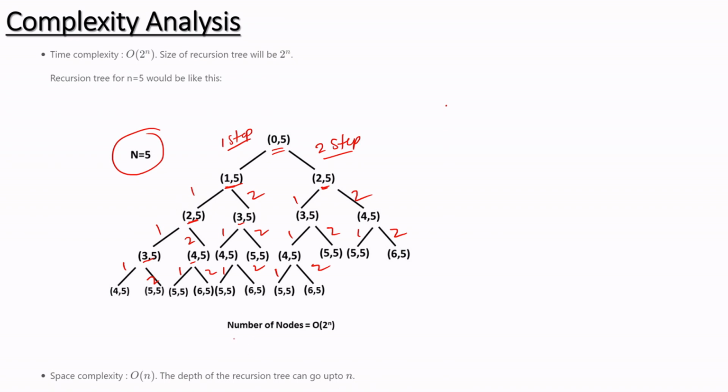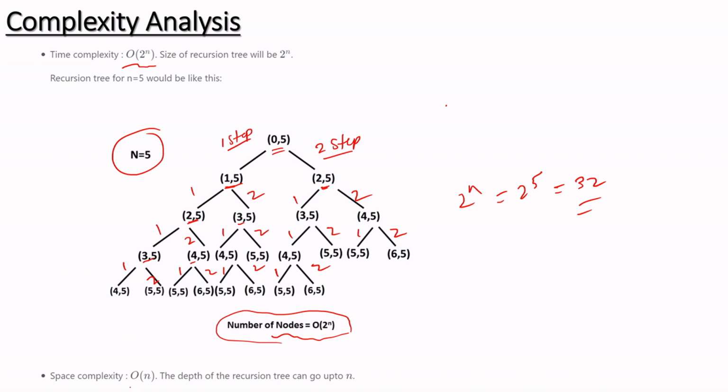So these are the possibilities, and we can see that the total number of nodes is O of 2^n. Why? Because if you count, 2 to the power n, with n being 5, means 2 to the power 5, which is 32. Total nodes we have is 32, and that's why we say the time complexity, because we have to move to all the nodes, will be O of 2^n. And that is our time complexity.